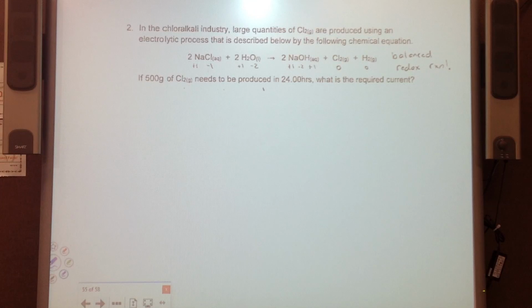In the chlor-alkali industry, so this is pulp and paper, we'll see this used quite a bit. Large quantities of chlorine are produced using an electrolytic process that is described below by the following chemical equation. So we get sodium chloride plus water gives us sodium hydroxide, chlorine as a gas, and hydrogen as a gas. Note that this is the balanced redox reaction. If 500 grams of chlorine needs to be produced in 24 hours, what is the required current?